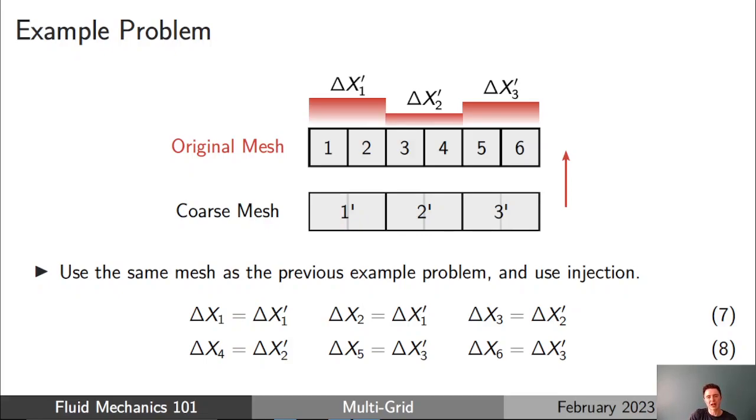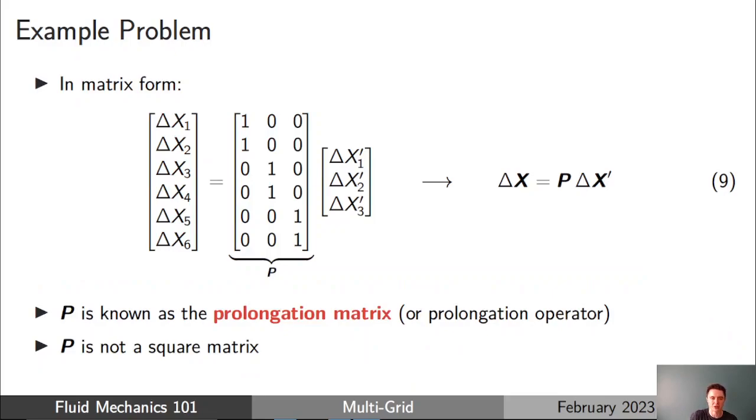What happens when we arrange these 6 equations in matrix form? Well, when we do it, we have a matrix equation that looks something like this. You can see we've got delta x1 is just equal to 1 multiplied by delta x1 prime. Delta x2 is equal to delta x1 prime. Delta x3 is equal to delta x2 prime, and so on. So this is our correction vector on our original mesh, and then this is our correction vector on our coarse mesh that we've just calculated.